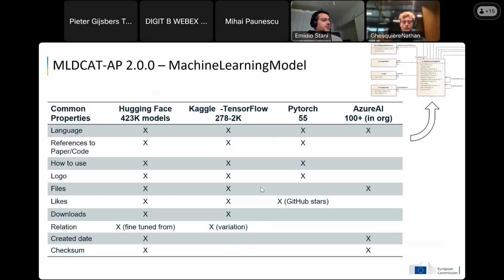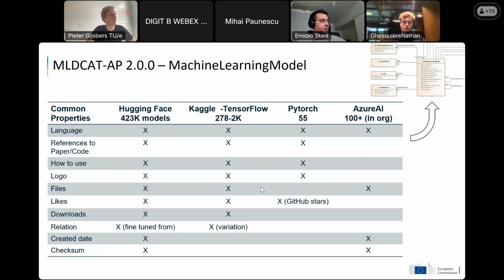Talking about the comparative analysis, as I mentioned before, we took into account four types of repositories: Hugging Face on one end, Kaggle, which absorbed machine learning models from TensorFlow, at the same time PyTorch, and Azure AI. What you see here in this table are some common properties for a machine learning model that have been integrated into the MLDCAT-AP. I give an example here: the language, when a machine learning model knows how to interpret certain languages.